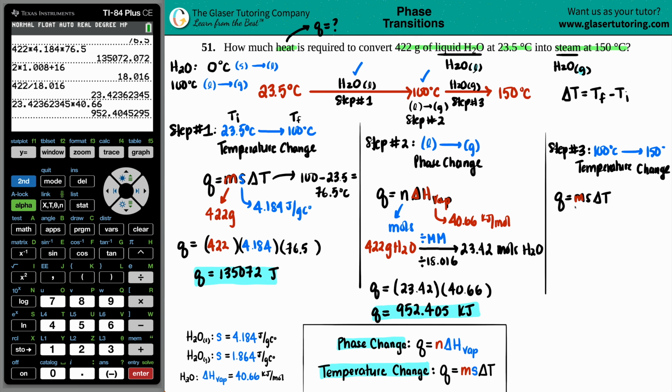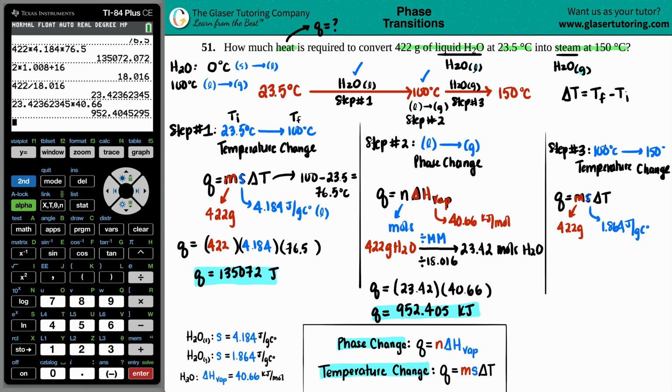We're going back to mass. So the mass was 422. Now the S value, you might say that's 4.184, but the 4.184 is for liquid water. Are we a liquid anymore at this step? No, we're a gas. So the gas, H2O, has its own specific heat, which I wrote down here. So that's how these can get a little tricky. Since you're in gas form, I now have to use 1.864 joules per gram degrees Celsius. So just be careful about that.